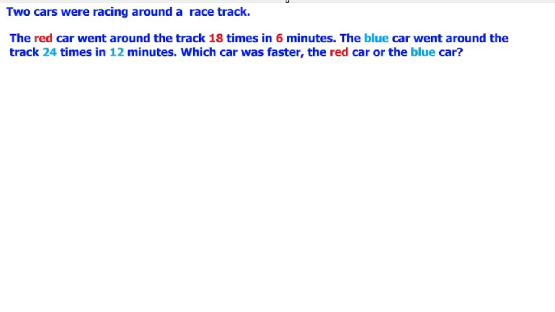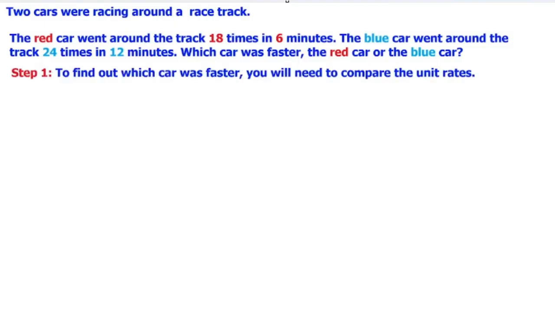In this video, we're going to learn about ratios and unit rates. And this is a word problem. So if we have a problem like this that says two cars were racing around a racetrack. The red car went around the track 18 times in 6 minutes. The blue car went around the track 24 times in 12 minutes. Which car was faster, the red car or the blue car?